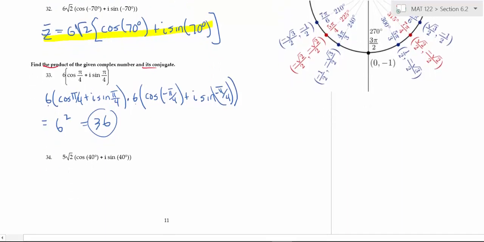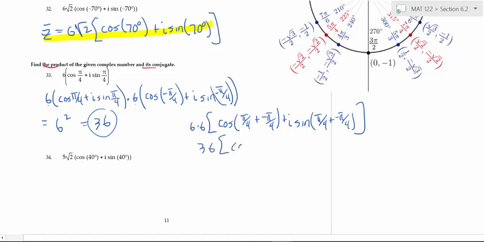If you forgot that, it would work out like this. If you forgot that all you do is square the radius, then you could do 6 times 6 times the cosine of pi over 4 plus negative pi over 4, plus I times the sine of pi over 4 plus negative pi over 4, like that. So that's 36 cosine of 0 plus I sine of 0. And then you would end up getting 36 times 1 plus 0i. So you get 36. So if you forget this simple formula, you can do that if you want to.